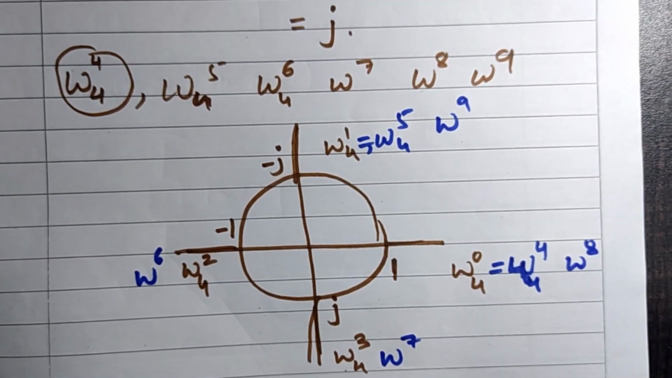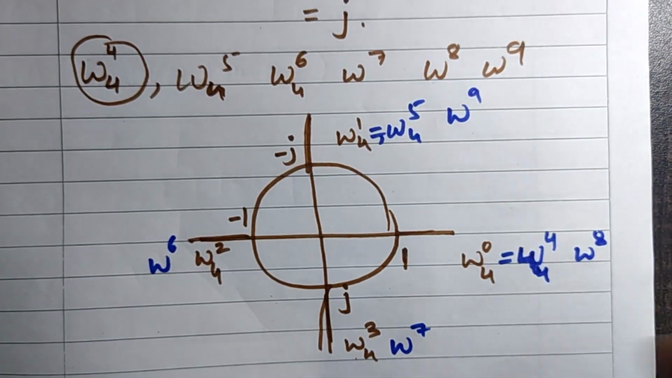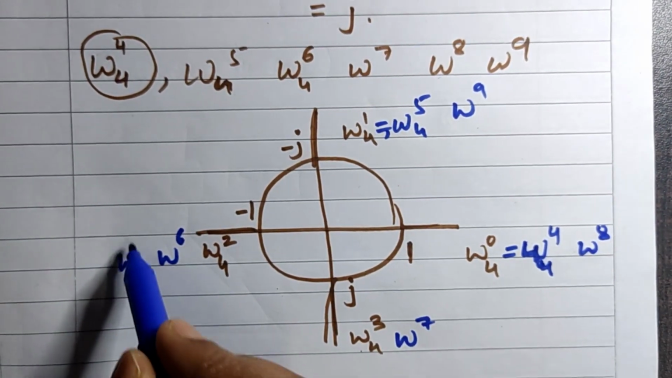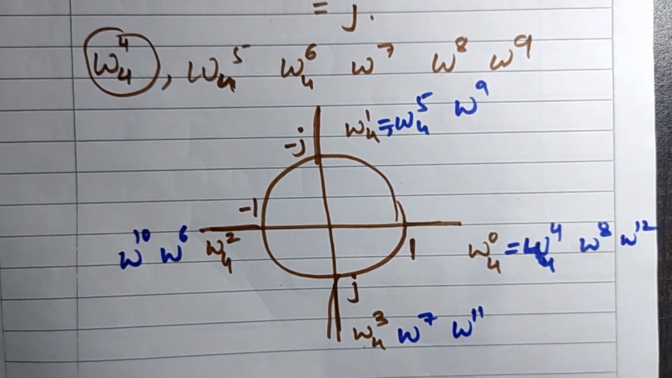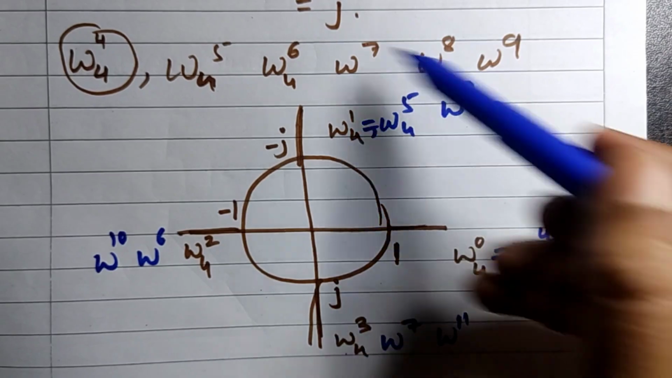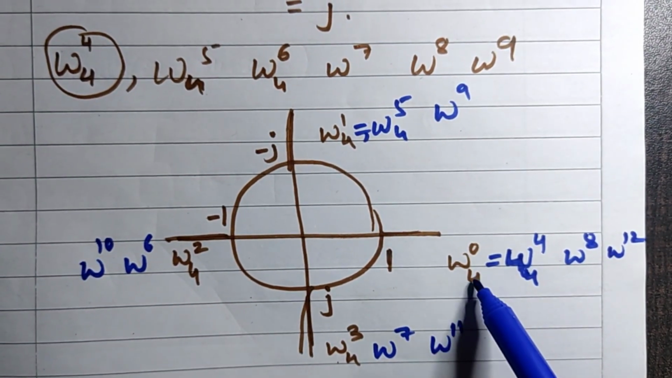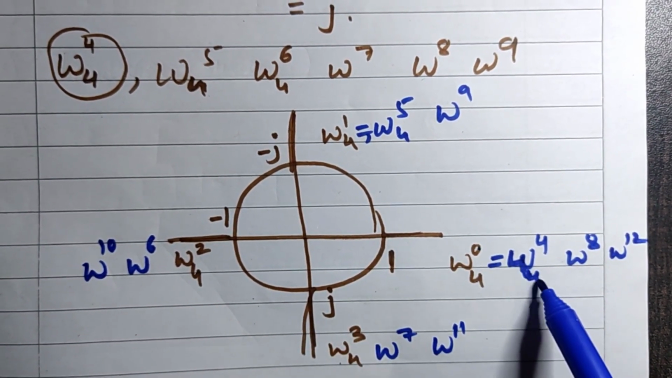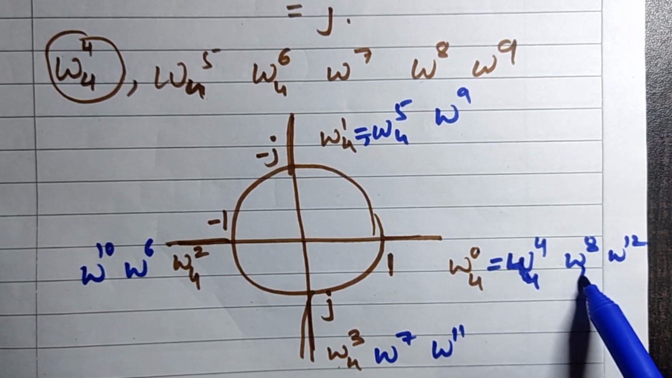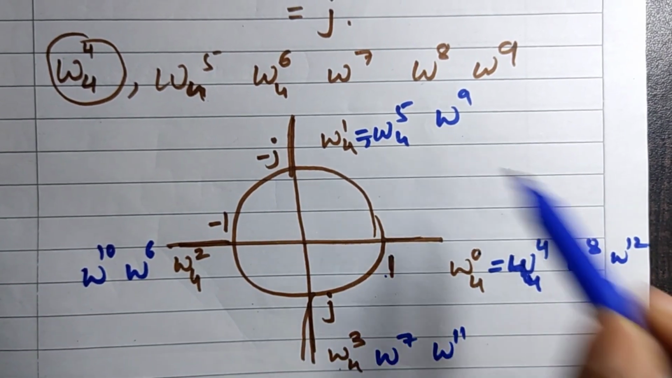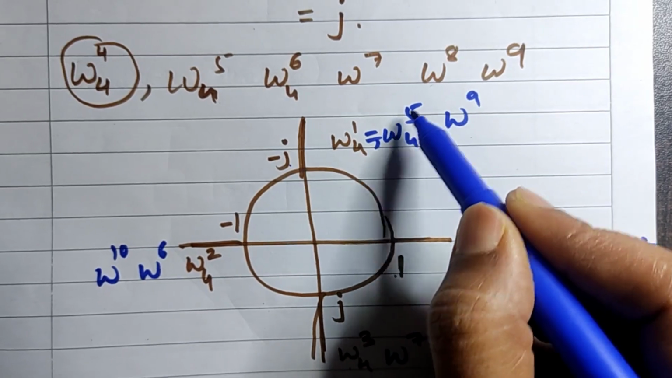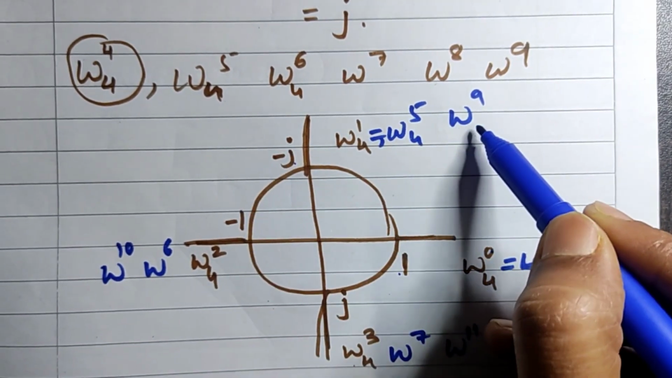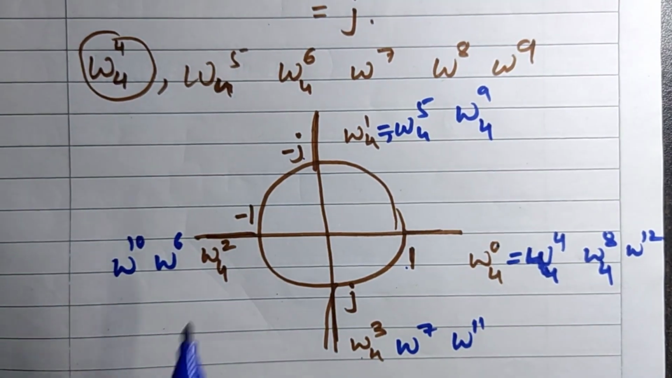Okay, till how much you want, that much you can write, like omega 4 to the power 9, 10, 11, 12 and so on. With this you are able to see that omega 4 to the power 0 is 1, omega 4 to the power 4 is also 1, omega 4 to the power 8 is also 1. In a similar way, omega 4 to the power 1 is minus j, omega 4 to the power 5 is minus j, and omega 4 to the power 9 is also minus j.